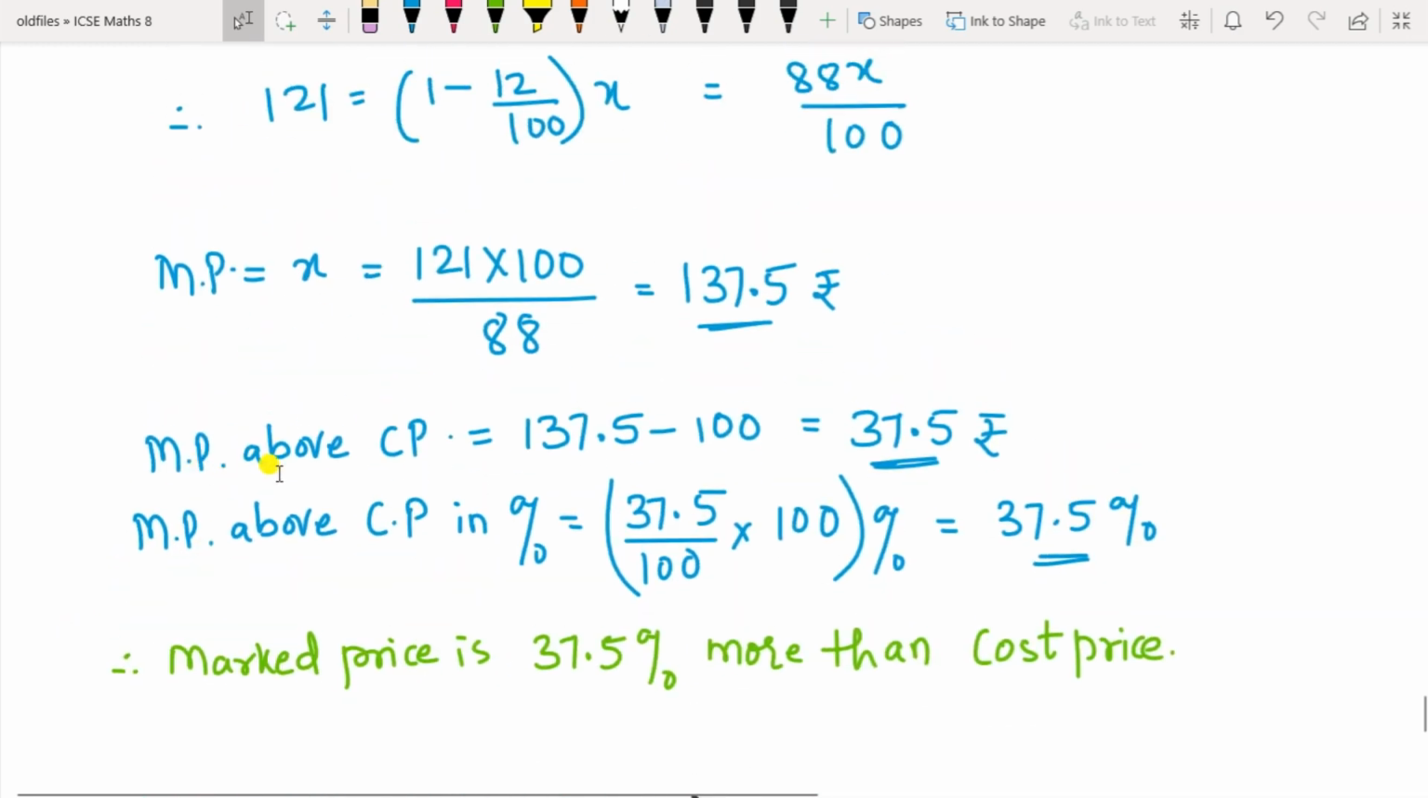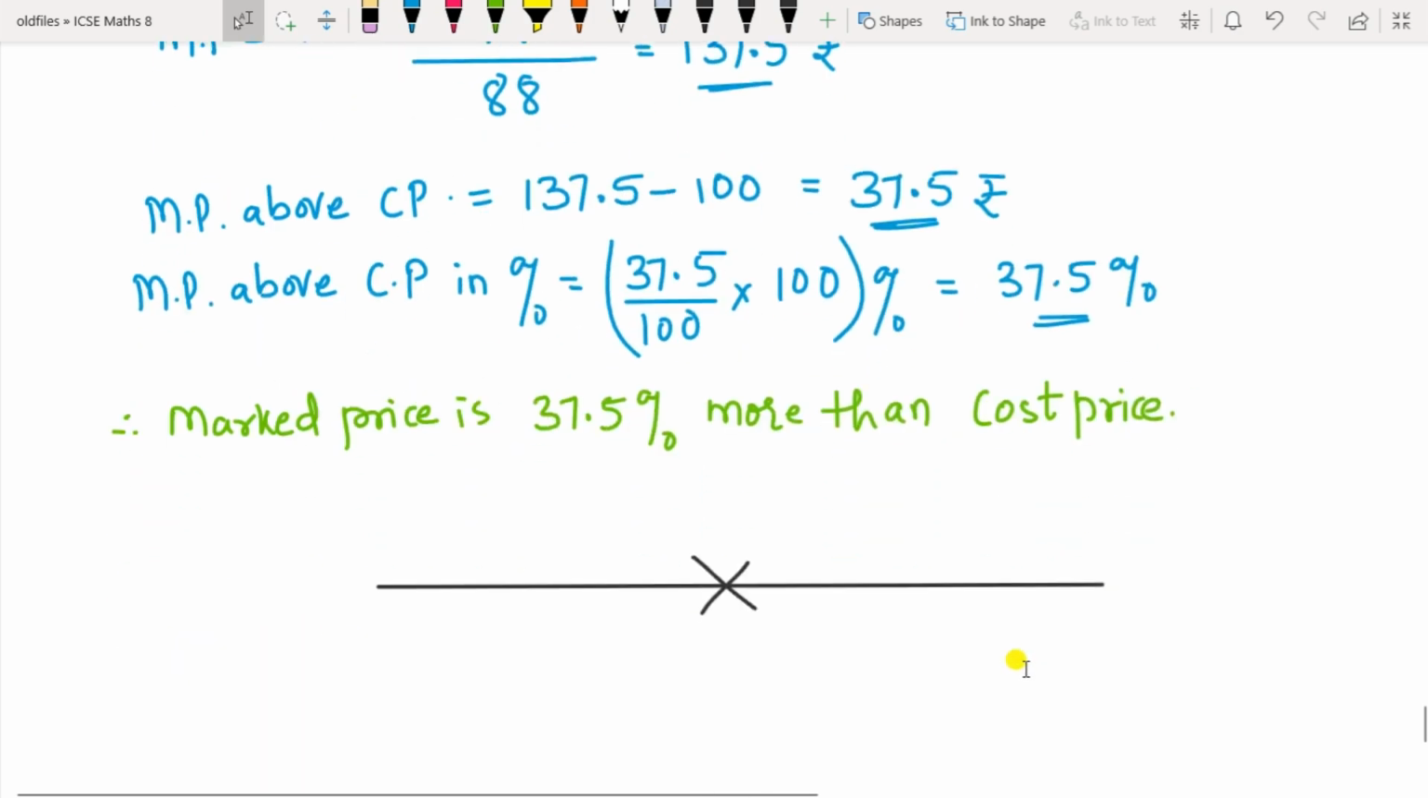Now you have to find how much mark price is above cost price. So subtract the two. CP is 100 here and MP is 137.5. That gives you 37.5 as the difference. And you have to find its percentage now. So this difference upon 100 into 100, that becomes your percentage. So mark price is 37.5% more than the cost price.